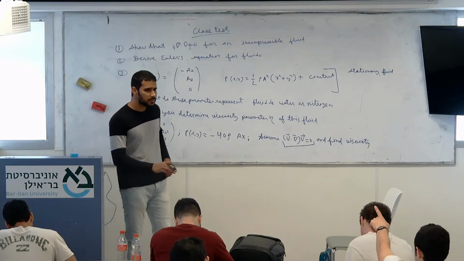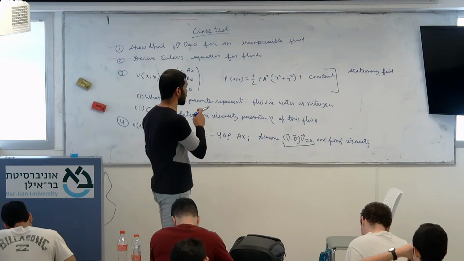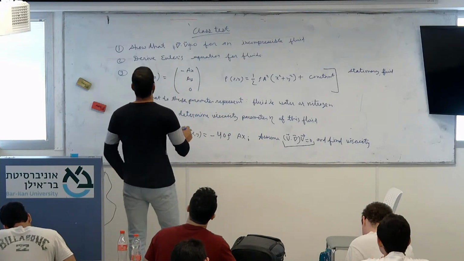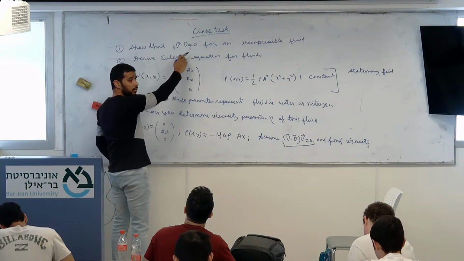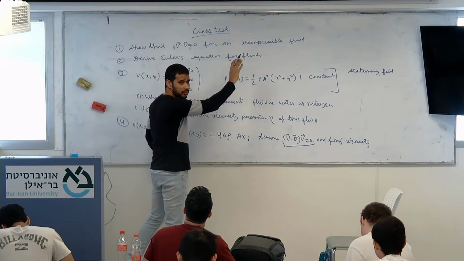Chance you can read continuity. Didn't understand? So the divergence of velocity is 0 for an incompressible fluid. Okay.